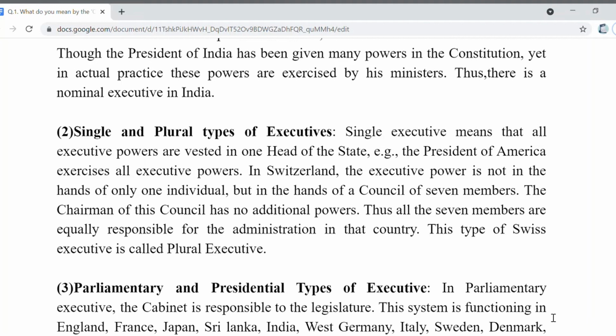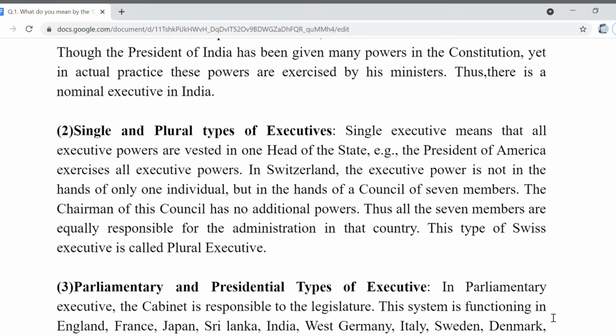Single when the power vested on one head of the state. और जो plural types of executives होते हैं is like कि जो chairman और जो council members हैं उनको भी equally responsible किया जाएगा for that administration in that country. That is called plural executive.